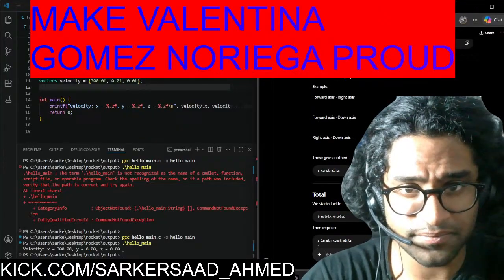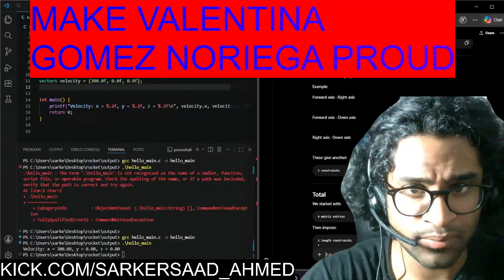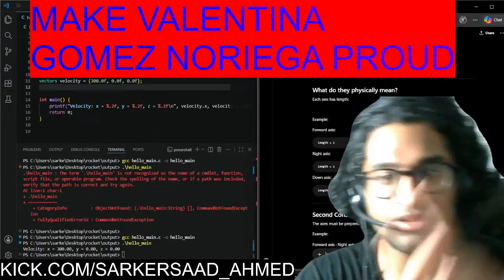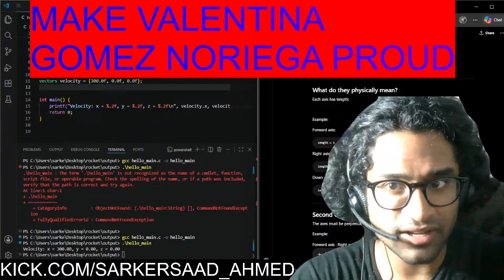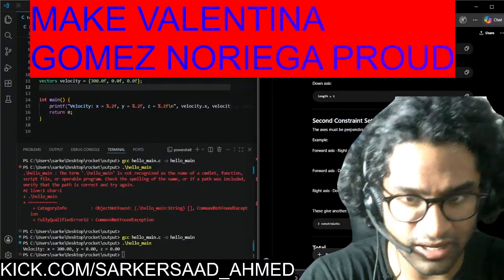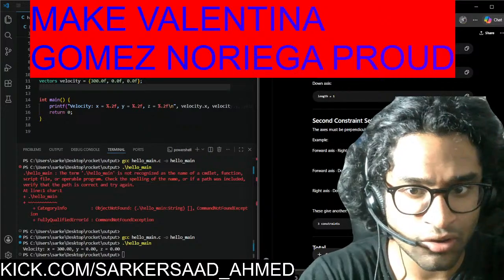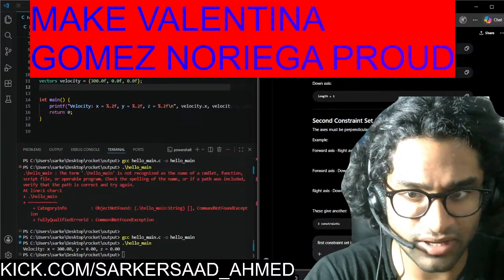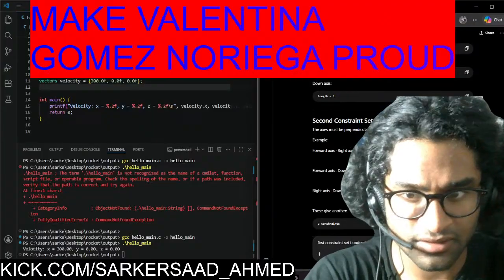I'm confused. Second constraint set. Which one's the second constraint set? Which one's the first constraint set? I understood the first constraint set. Which one is the second constraint set?